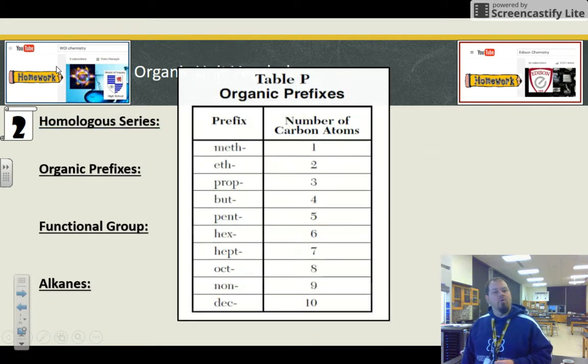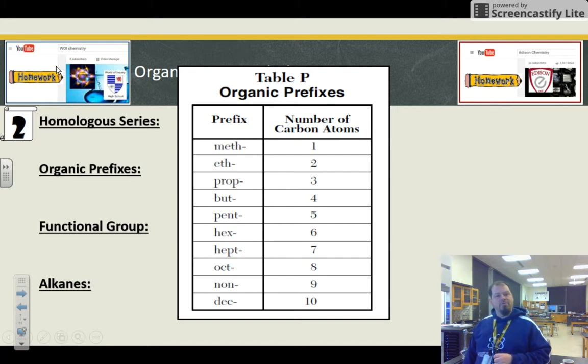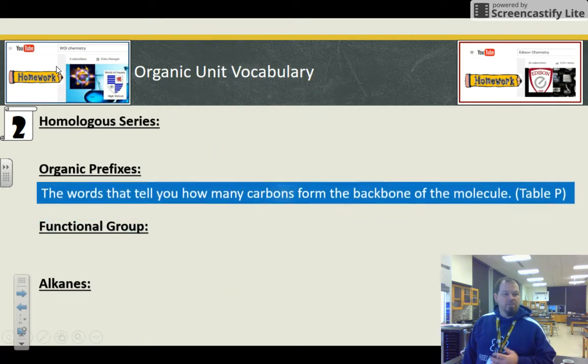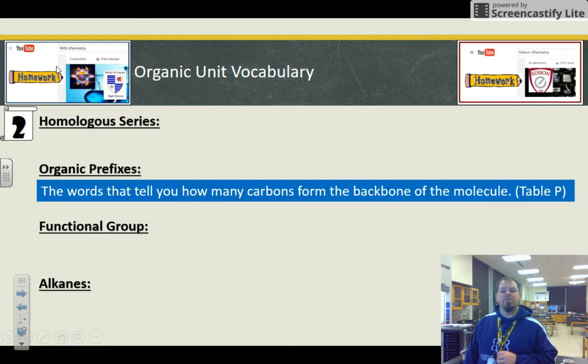Organic prefixes, whole nother reference table. This is 2 of 3 that are super important to the whole unit. And as you can see, the prefix itself, meth is 1, eth is 2, prop is 3, but is 4, tells us how many carbons. So this is the word that tells us how many carbons are in the backbone of the molecule, reference table P. Okay, and we're going to get right to it.